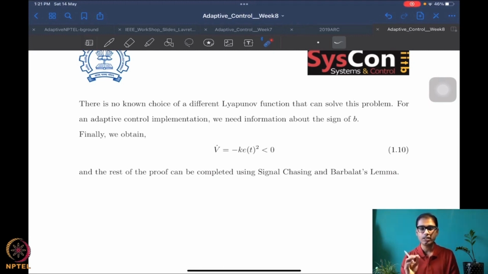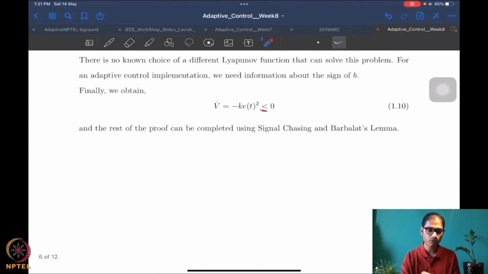So anyway, with the knowledge of the sign of this control gain, you can implement this adaptive controller, and you will get V dot is minus k e square, which is of course now not less than, but less than or equal to 0. This is not less than 0. This is only semi-definite because there were two other states, theta 1 tilde and theta 2 tilde. And therefore, you can complete the rest of the proof with Barbalat's lemma and signal chasing.